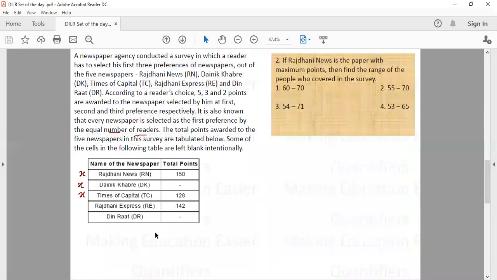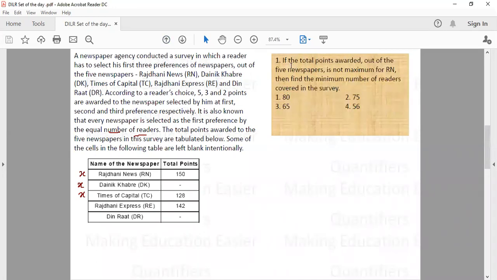Now, the first question says, if the total points awarded out of the 5 papers is not maximum for RN, then find the minimum number of readers covered in this survey. So maximum points are not for RN. That means 150 is not the maximum point, right?